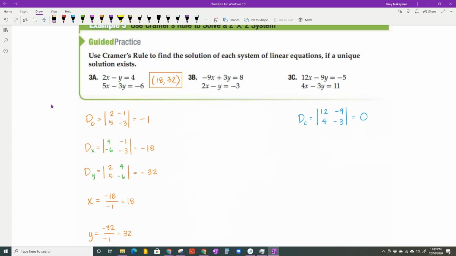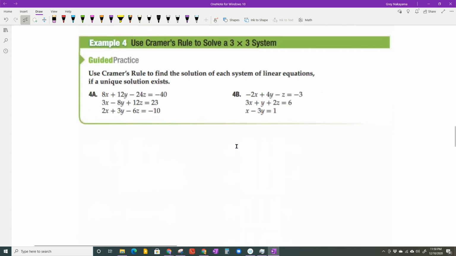If you get a 0, then that tells you it can't be solved with Cramer's rule, and there is no unique solution. I can look at this and tell you those lines are parallel, so they're never going to intersect, but you can find that with another method. You just can't continue it with Cramer's rule.